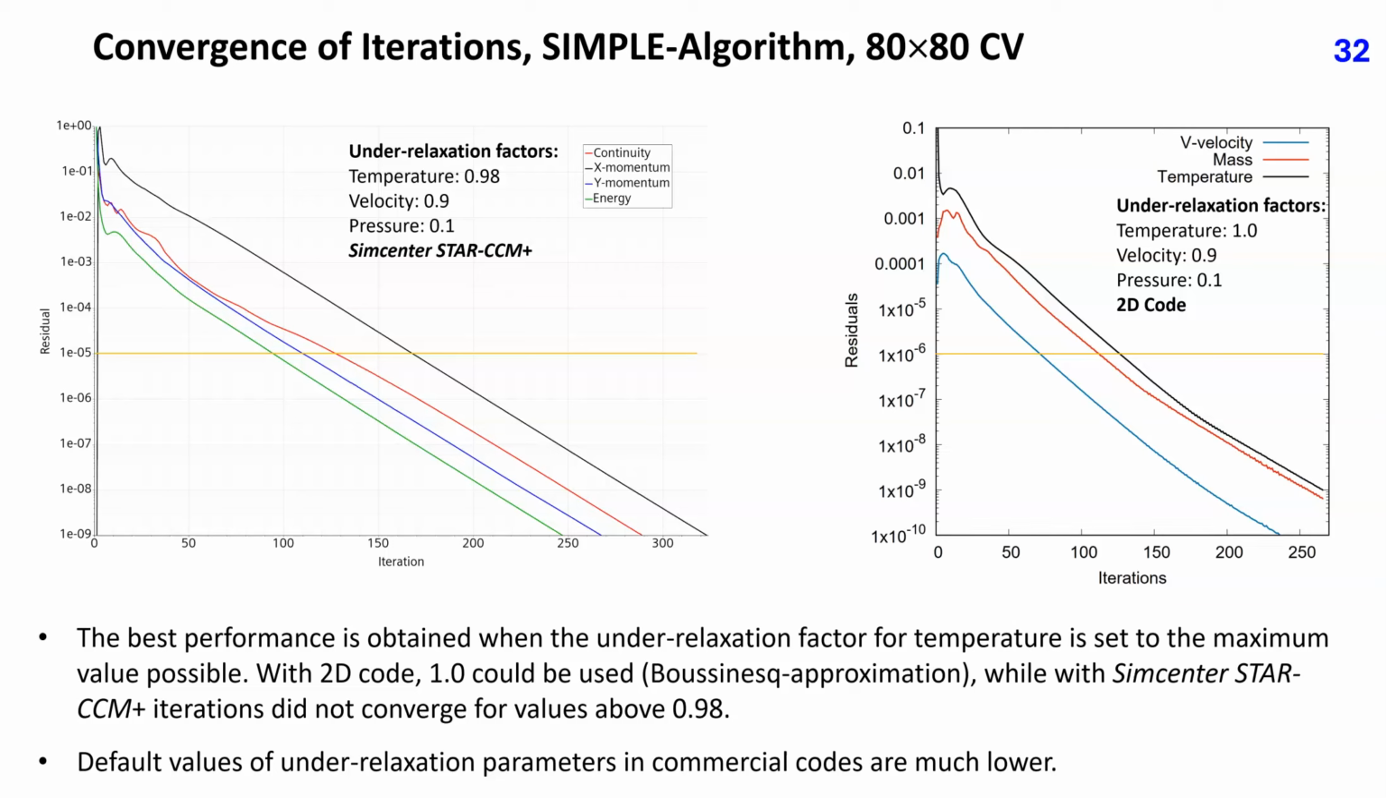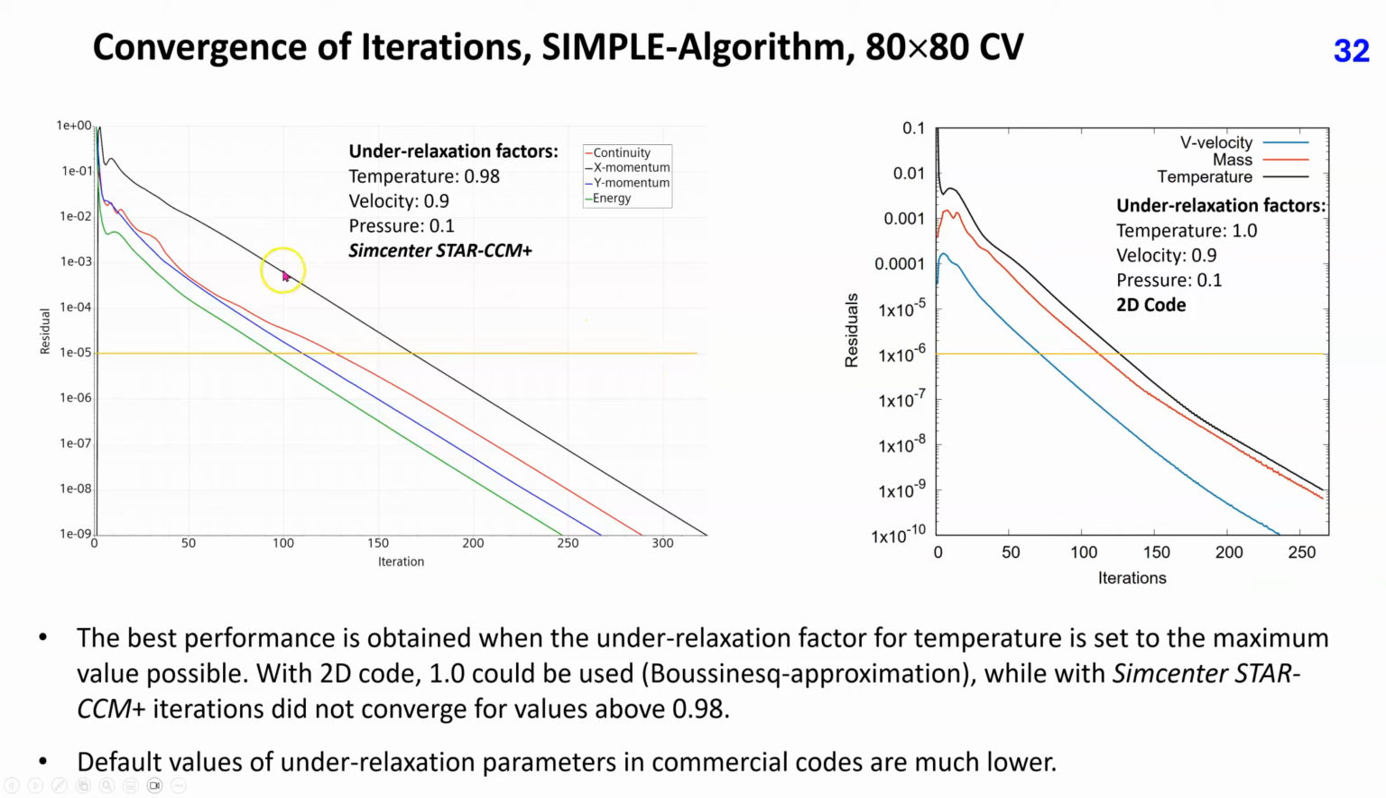It turns out that the best performance is obtained when the under-relaxation factor for temperature is set to the maximum value possible. With the 2D code, 1.0 was possible. Buoyancy approximation was used, while with Simcenter STAR-CCM+, iteration did not converge for values above 0.98. Note the default values of under-relaxation factors in commercial codes are much lower.